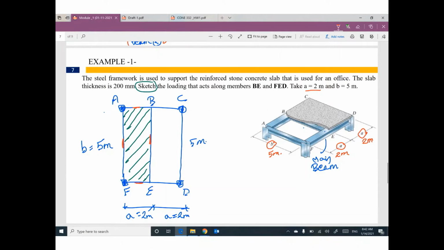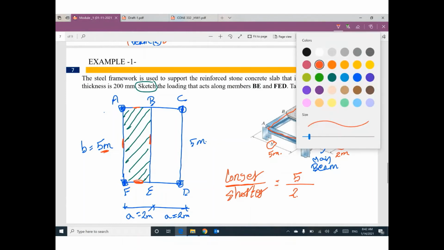Please go ahead and divide the longer dimension by the shorter dimension. The longer dimension will be 5 meters. The shorter dimension will be 2 meters. Guys, I will not talk about the whole rectangular shape. No. I'm talking about the rectangular shape surrounded by 4 beams only.